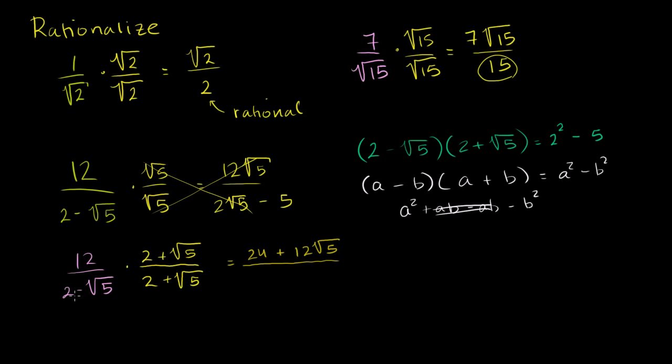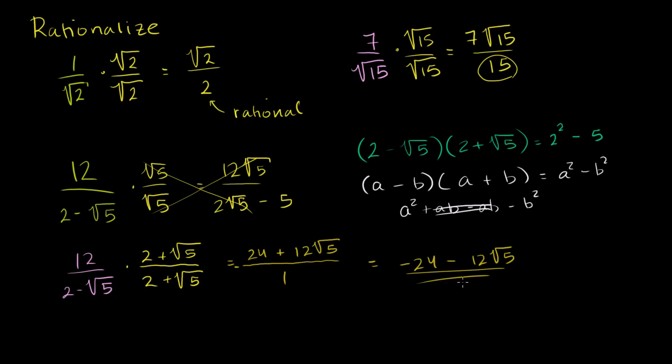All of that over, once again, this is like a factored difference of squares. So this is going to be 2 squared minus the square root of 5 squared. So it's 4 minus 5, or we could just write that as negative 1. Or we could put a 1 there and put a negative sign out in front, and then no point in even putting a 1 in the denominator. We could just say that this is equal to negative 24 minus 12 square roots of 5. So in this case, it kind of did simplify it as well. It wasn't just for the sake of rationalizing. It actually made it look a little bit better.